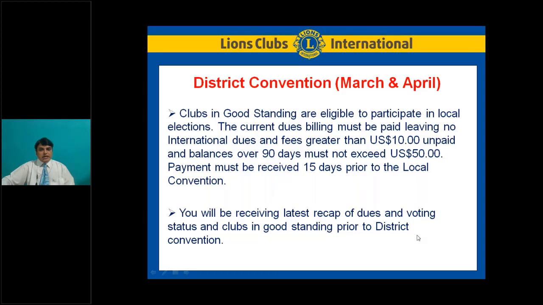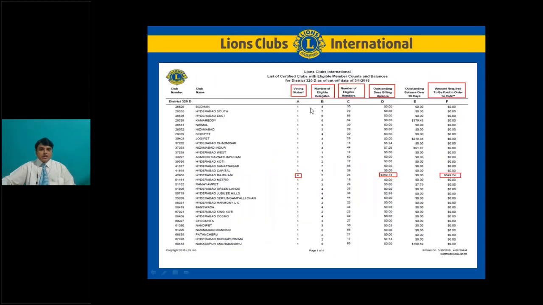So in March and April, as district cabinet treasurer, you'll be giving the latest recap of dues prior to the convention. You'll get a recap of voting status and the number of eligible delegates. If any clubs are yet to pay, you'll be able to know how much they need to pay to attain voting status.